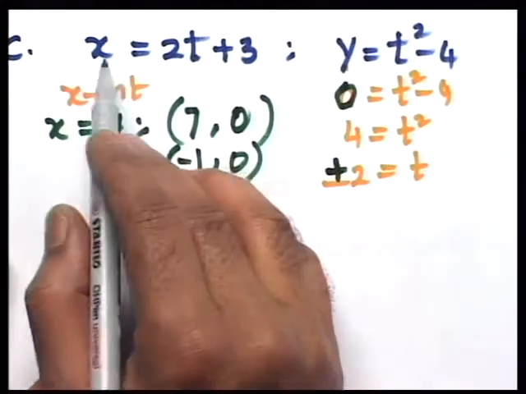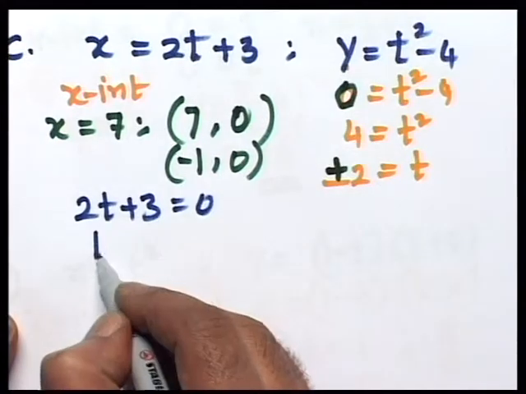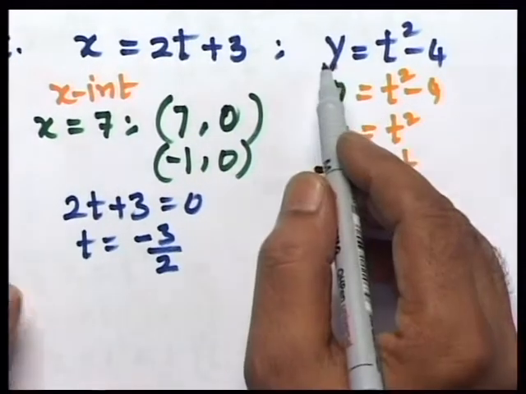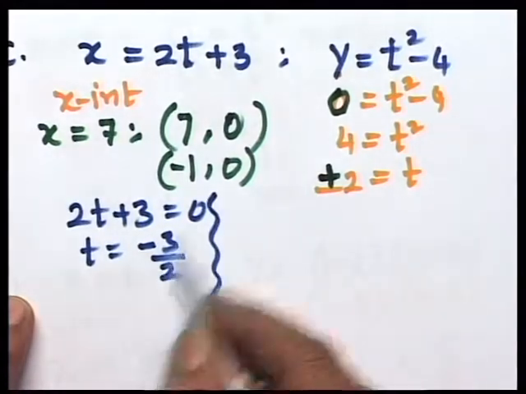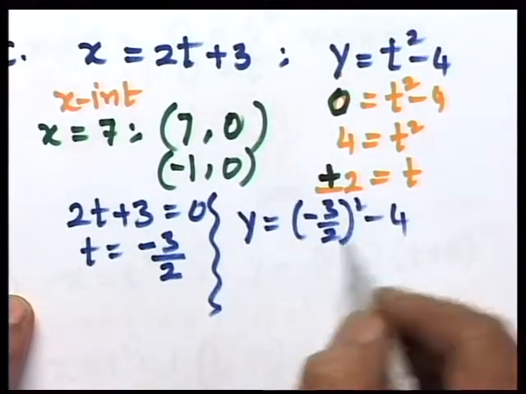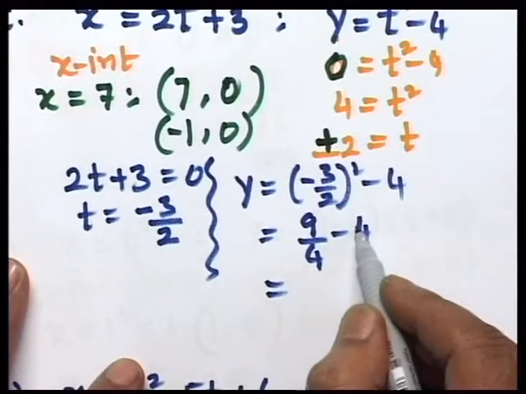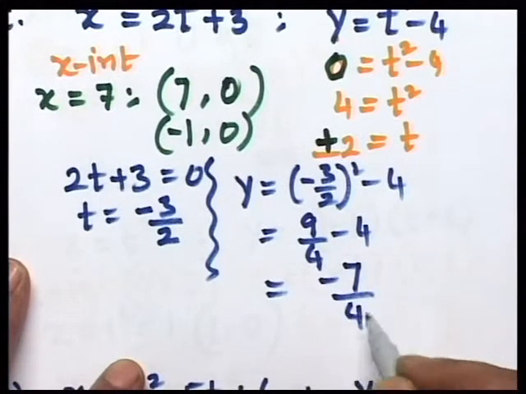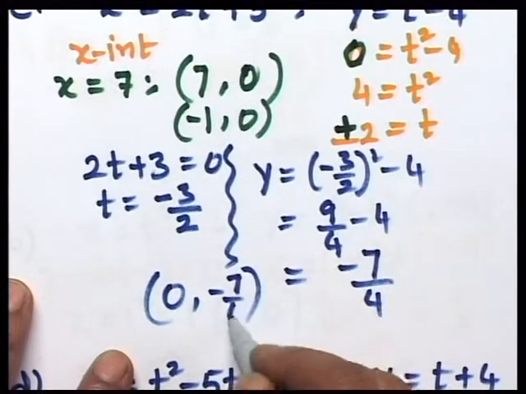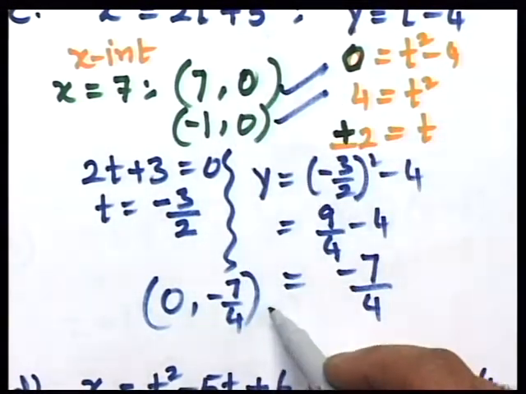Then we need the y-intercepts now. For the y-intercept, we put x equals 0. So I have 2t plus 3 equals 0, right? And the value of t should be minus 3 over 2. So there is only one y-intercept, when t equals minus 3 over 2. So substitute that here. y equals (minus 3 over 2) whole square minus 4. And we can simplify that. That should be 9 over 4 minus 4, please. You all know how to do that. 4 fours are 16, 9 minus 16 is minus 7, divided by 4. So the y-intercept is x equals 0 and y equals minus 7 over 4. Those are the two x-intercepts, but we have only one y-intercept.